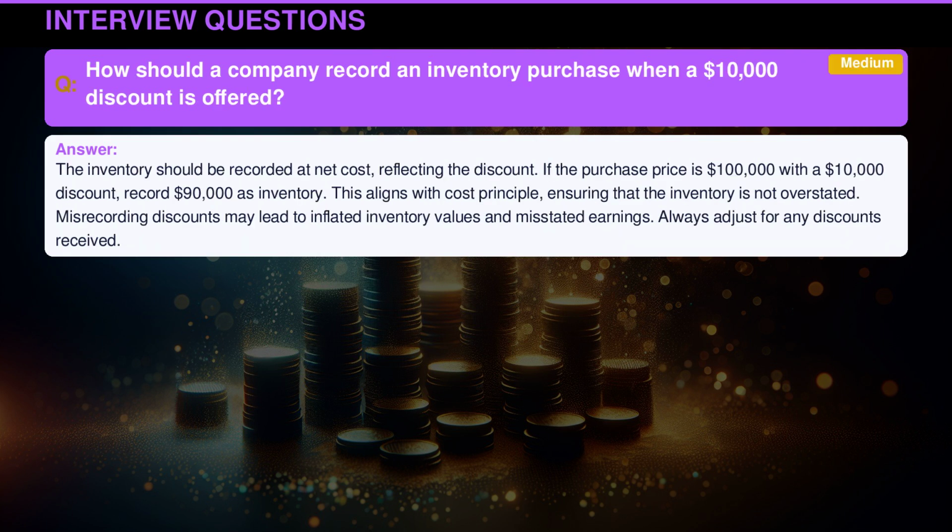The inventory should be recorded at net cost, reflecting the discount. If the purchase price is $100,000 with a $10,000 discount, record $90,000 as inventory. This aligns with the cost principle, ensuring that the inventory is not overstated. Misrecording discounts may lead to inflated inventory values and misstated earnings.